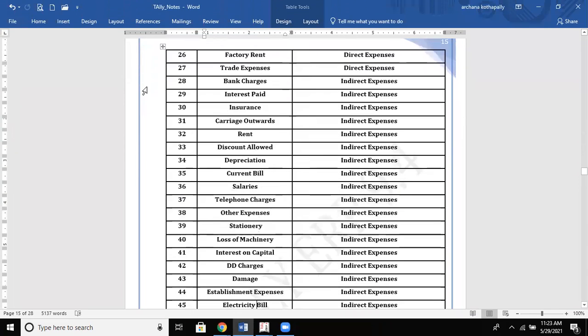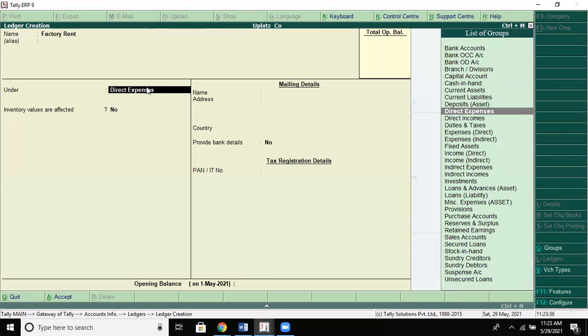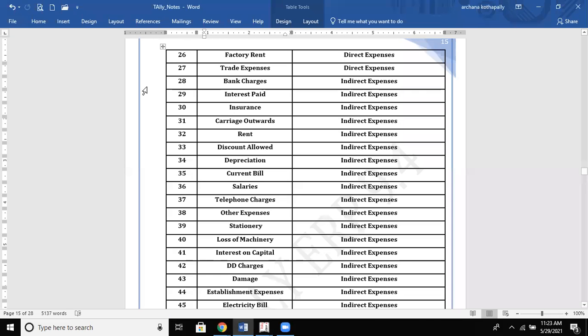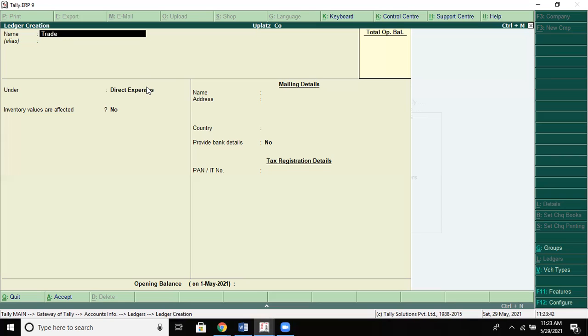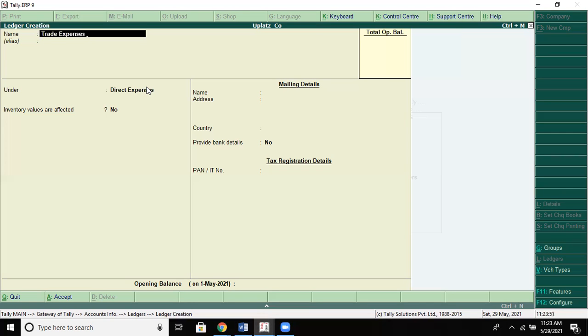Next, factory rent. So obviously it is related to manufacturing. Factory rent. Direct expenses, yes. Trade expenses. So these are related to your P&L. It will be under the category direct expenses. Okay, trade, something related to this. We will create in trade.